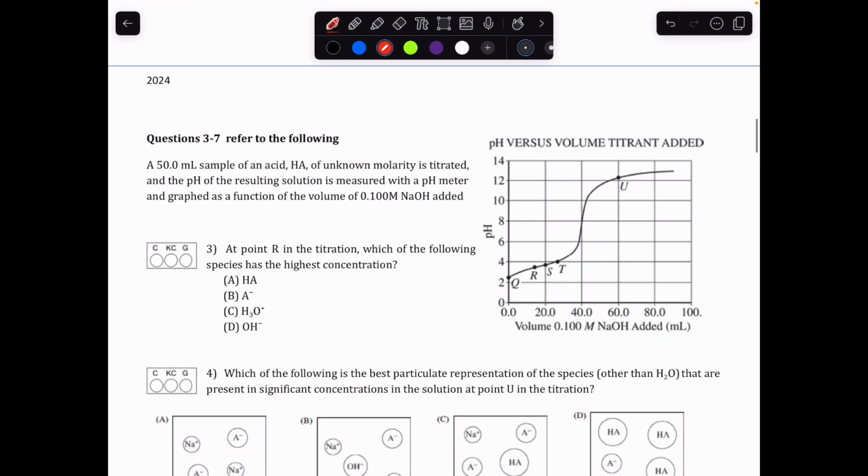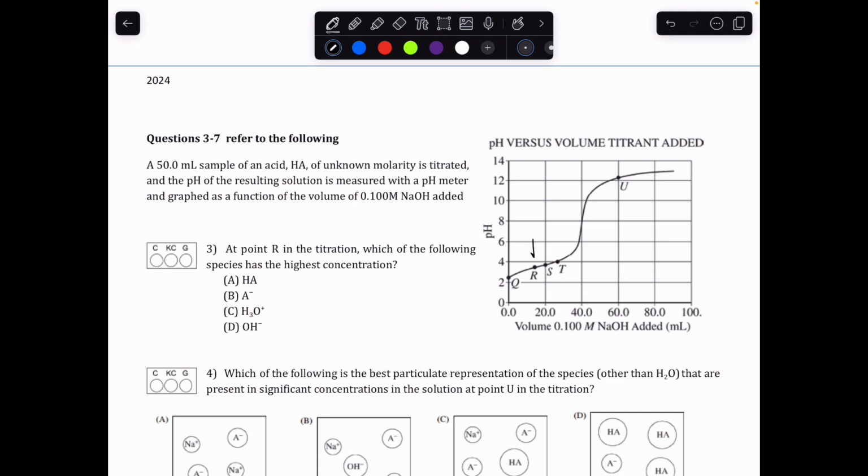All right, question number 3. So the following all relate to this. We have a 50 milliliter sample of this unknown acid. The pH of the resulting solution is measured as we titrate with a 0.1 molar base that's added. Question number 3 says, at point R in the titration, which of the following species has the highest concentration?